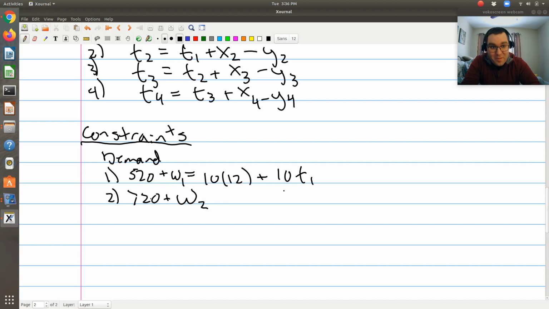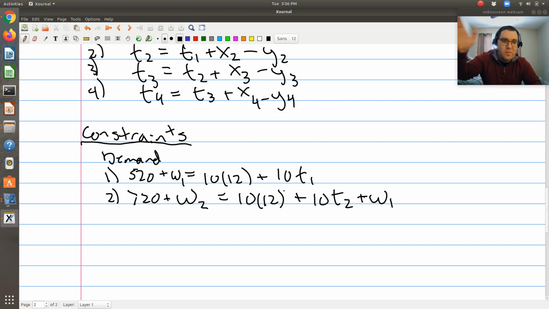Apologize. So my demand in month 2 is 720, plus W2, the amount left in inventory at the end of month 2, will be equal to the amount that I can generate using my permanent employees plus the amount generated by my temp employees, plus, on the right-hand side, the amount that I had in inventory at the end of month 1, which I would now have available at the beginning of month 2. So this is demand plus what's left in storage at the end, equal to the amount produced by my permanent employees plus the amount produced by my temps, plus what I had in storage at the beginning of the month.